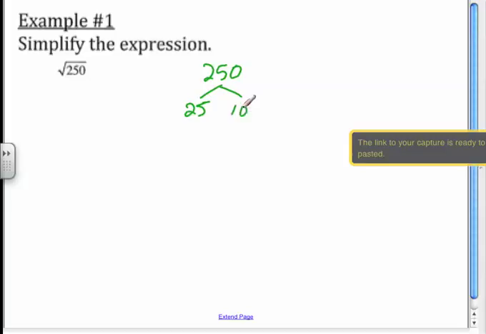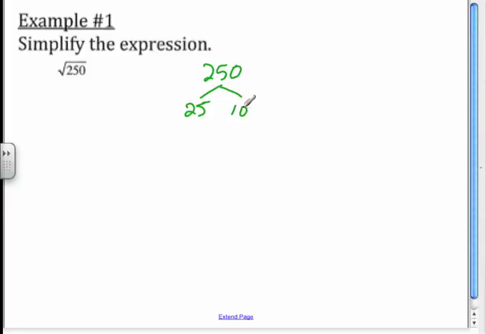Okay, now let's see, this is example 1, and it says simplify the expression, the square root of 250. Now guys, because I've been doing this for a long time, you know I'm old, I can kind of see that there's a perfect square in there. It's 25 times 10. But you may not have seen that. I mean, you're thinking about other stuff right now. So you may be thinking, I don't know, okay, how do I do this?